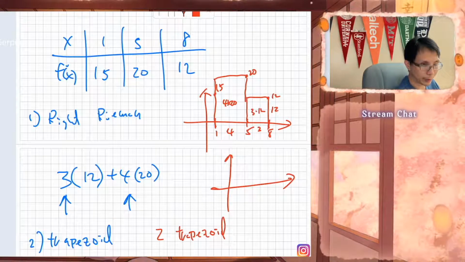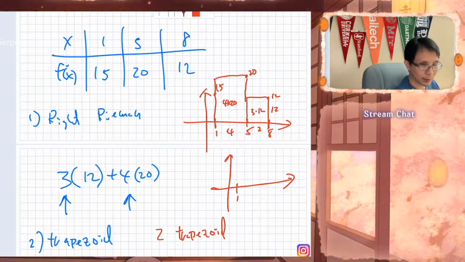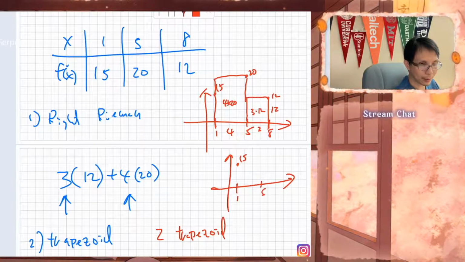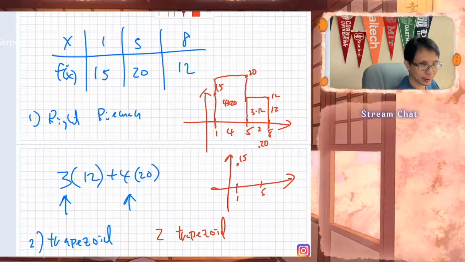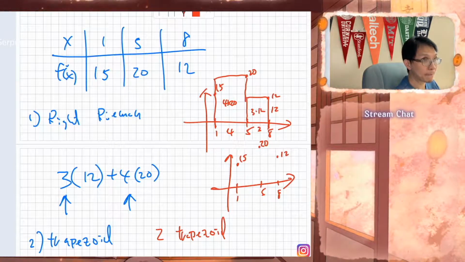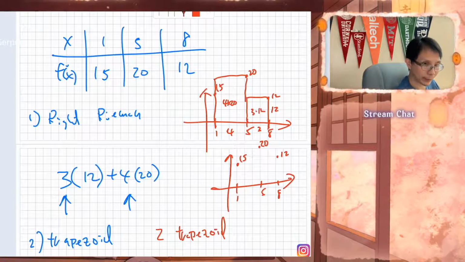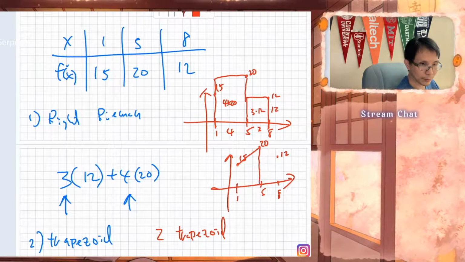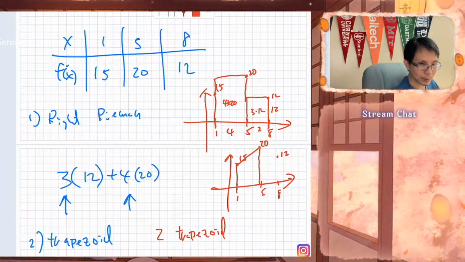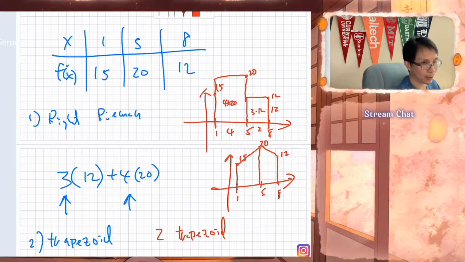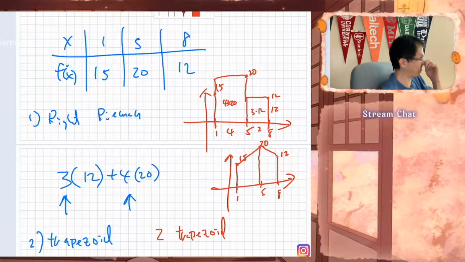Remember, I'll draw it, right? At 1, this point is going to give me 15. At 5, it's going to be 20. At 8, it's going to give me 12. I guess I just haven't seen how you drew. Okay, so I'm going to draw it. That's the first one. Oh, you can do that? Oh, you did two. I was trying to make an actual trapezoid.